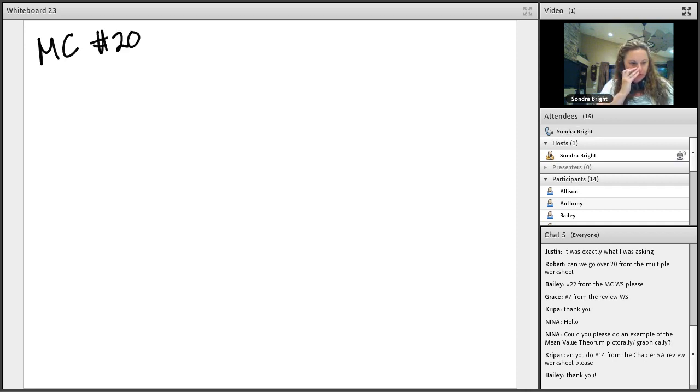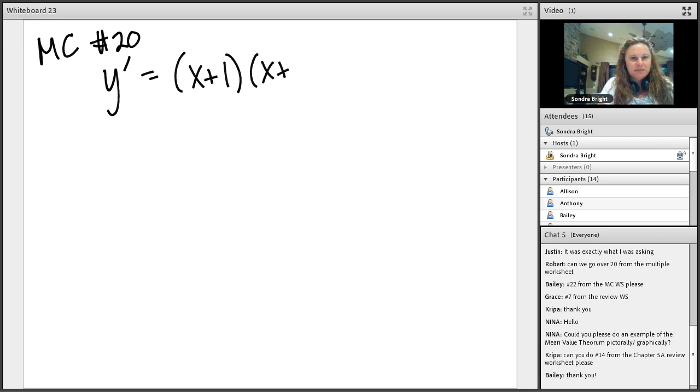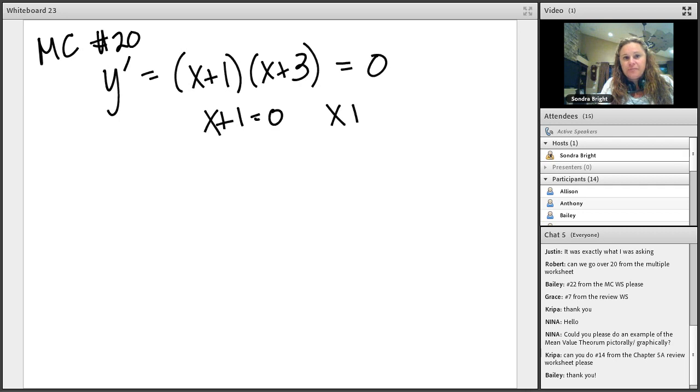Okay. Use the given derivative to find the local extrema of the function. All right, so y prime is x plus 1 times x plus 3. So to find the local extrema, that's local maxes and mins, set it equal to 0, and setting each factor equal to 0 gives you that your critical points are -1 and -3.